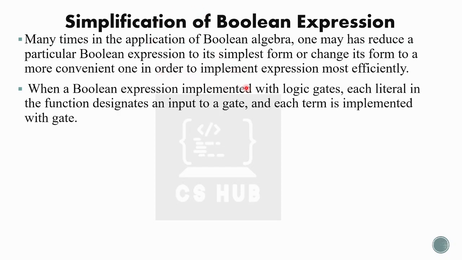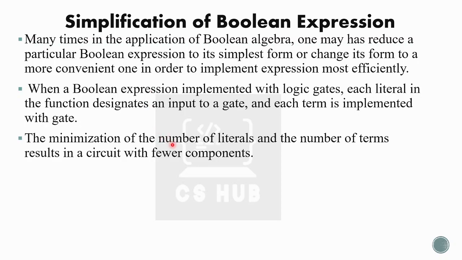When a Boolean expression is implemented with logic gates, each literal in the function designates an input to a gate, and each term is implemented with a gate. We know that these Boolean expressions are implemented using logic gates, with different gate structures and circuits. So for each literal in the expression, we need to apply an input to the logic gates. For each term, we need a logic gate to perform that action. Which means when the literals and the terms increase, the circuit will become more complex.